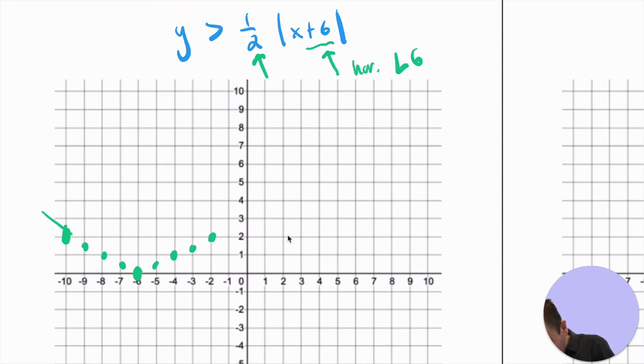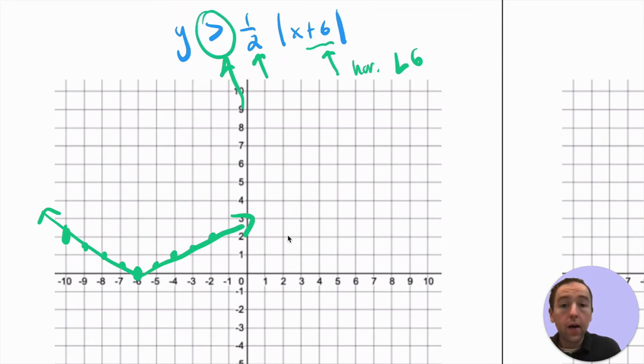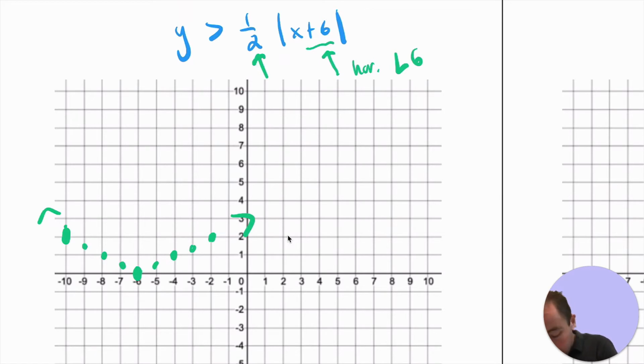So if I were to graph what I have right there, that would be the graph of y values equal to 1/2 of the absolute value of x plus 6. But that's not what we actually want to have graphed, because what we want to graph is all of the y values that are greater than 1/2 times the quantity of the absolute value of x plus 6. So that means we don't want any of these ordered pairs on the V itself.